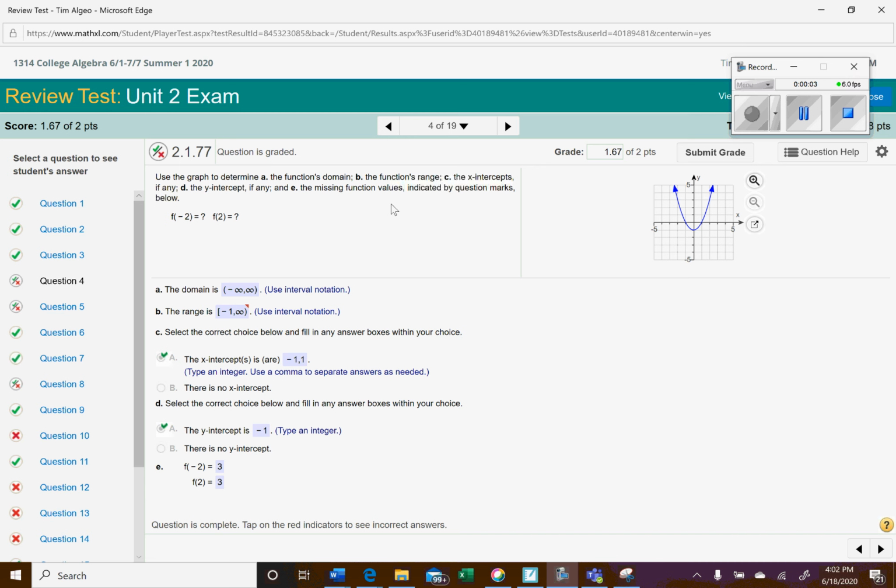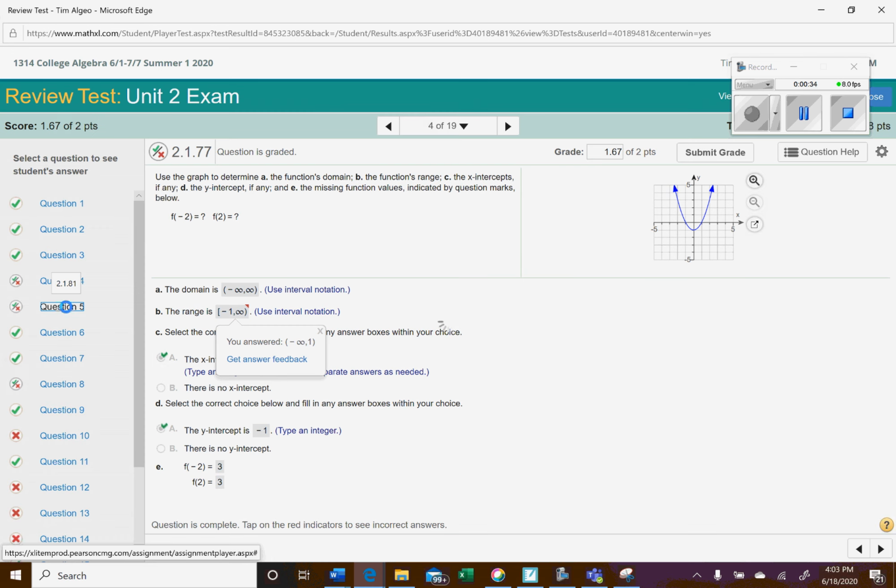Okay, so we can go through here and take a look at some of this. On number 4 here, let's see, the range. If you look right here, the range is the y values. It goes from -1 and then it goes up. So the lowest y value is -1. Seems like you basically gave the opposite. You gave from negative infinity all the way up to, I guess, +1 actually up here.